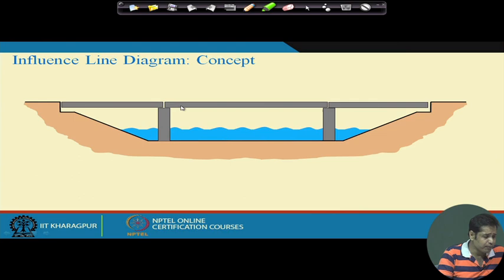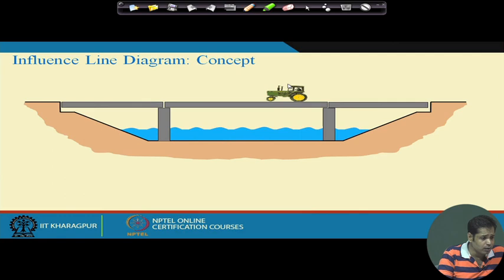Now suppose there is a vehicle standing on the central girder. Now there is a self weight of the vehicle, and if we assume that the length of the vehicle is small as compared to the length of the girder, we can assume that this will apply a concentrated load at this point, right? Concentrated load at this point, and then we know how to analyze this structure.